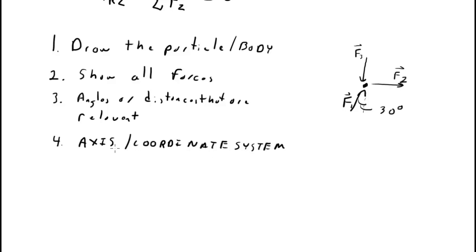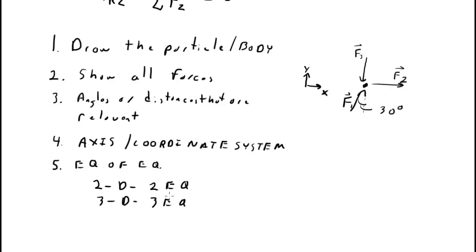Step 4 is to be sure that we've indicated an axis or a coordinate system on our figure. So for example, this we've done in 2 dimensions, so I may need only to draw that this is the x direction and this is the y direction. Step 5 is to write the equations of equilibrium that actually apply to the drawing. So in 2 dimensions, 2 equations, and in 3 dimensions, 3 equations. And then finally, step 6 is to solve them.